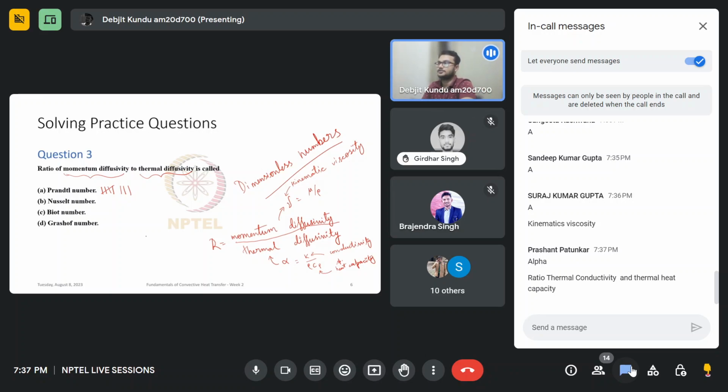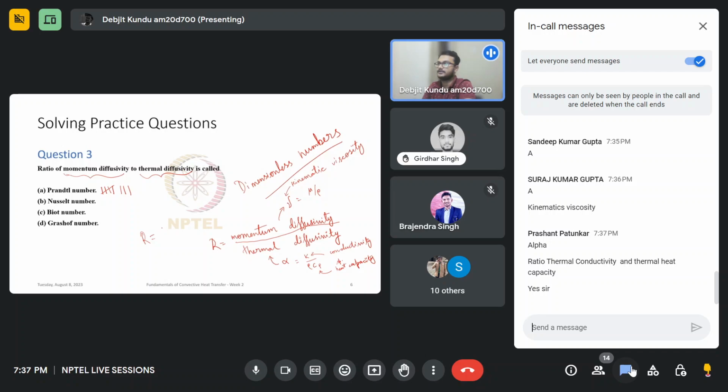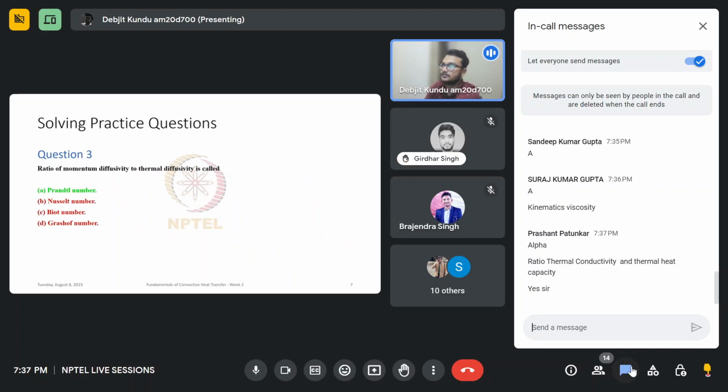So the ratio which I have in hand is this nu over alpha, which everyone is telling it's equal to Prandtl number. Let's have a look at the solution. It is indeed Prandtl number. So this was a no-brainer, pretty easy. I guess no one has any questions regarding this one. Anyway, if you have, please go ahead and ask.